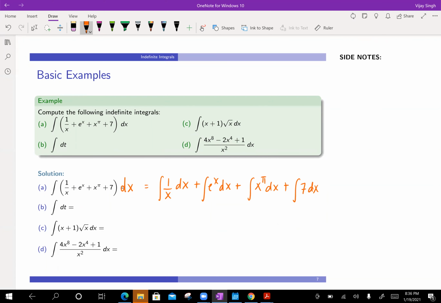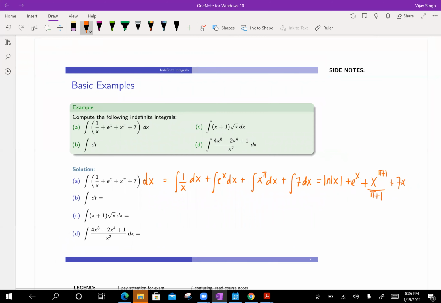Now the integral of 1 over x is the absolute value of ln x. The integral of e to the x is e to the x. Now it is x to the pi, but pi is also a number, so this is of the form x to the power n. So it's going to be x to the power pi plus 1 divided by pi plus 1. And the integration of 7 is 7x plus a constant c.